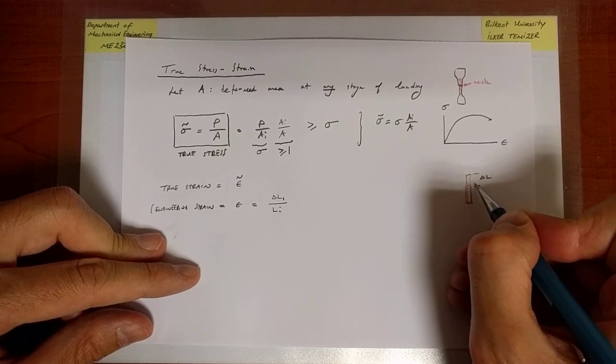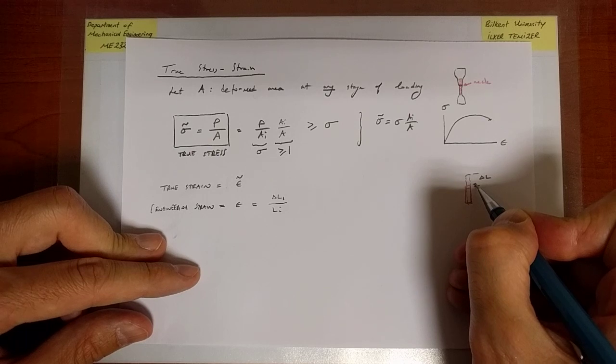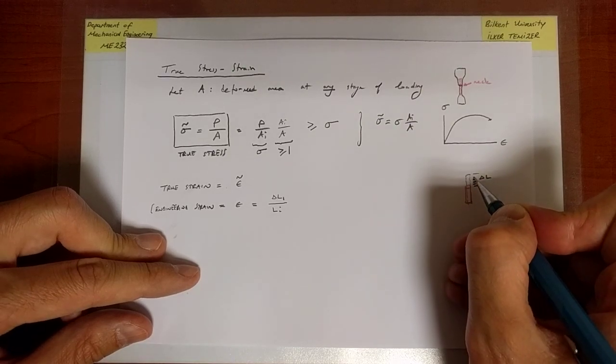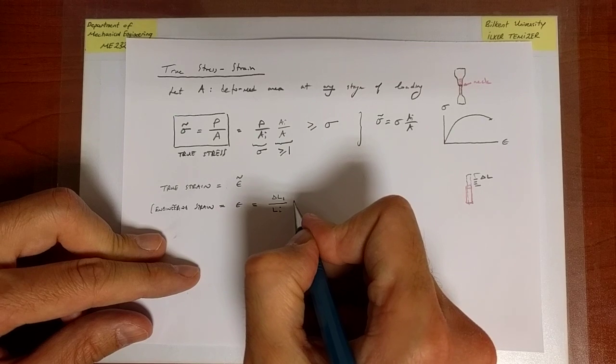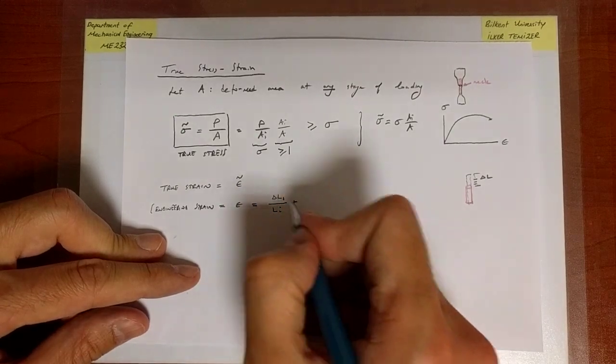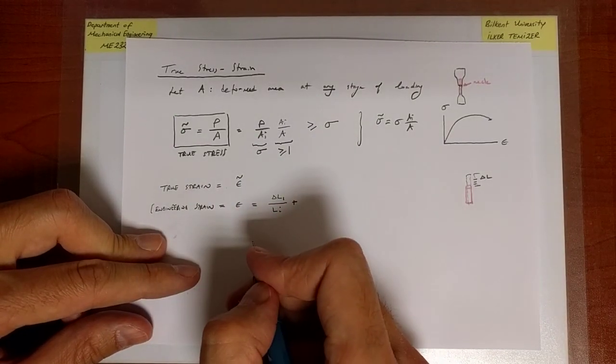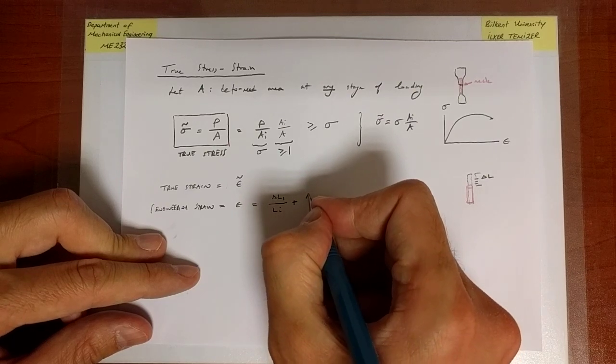But the way I'm going to reach delta L is by taking various steps. First, I'm going to extend it by a small amount, delta L1, and then by another amount, delta L2, by an additional amount, delta L3, etc. Each increment is going to be coming into my expression for engineering strain as an addition to the total strain.